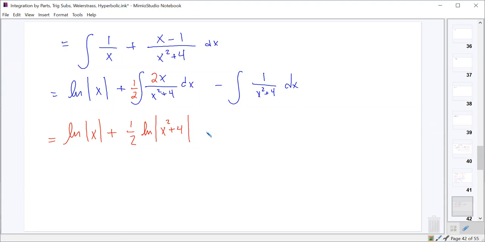And then over here, this one should become minus, and then what's our a value? Our a value ought to be the square root of 4, right? That'll be 2. So minus 1/2 the inverse tangent of x over 2, plus your constant. Good or no?